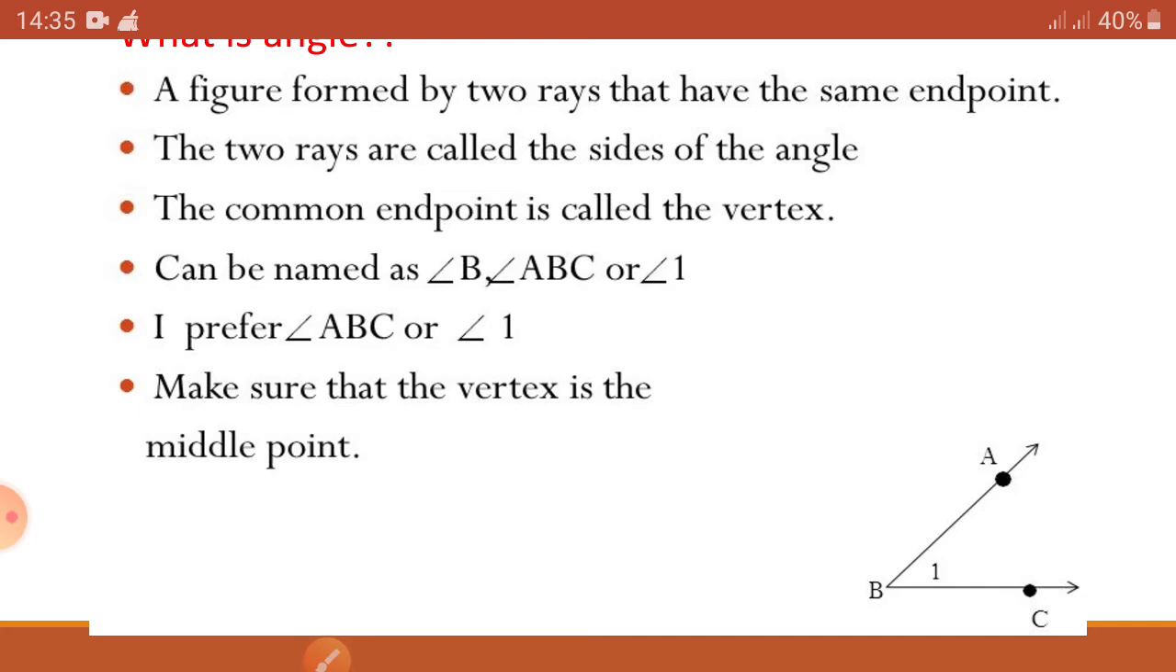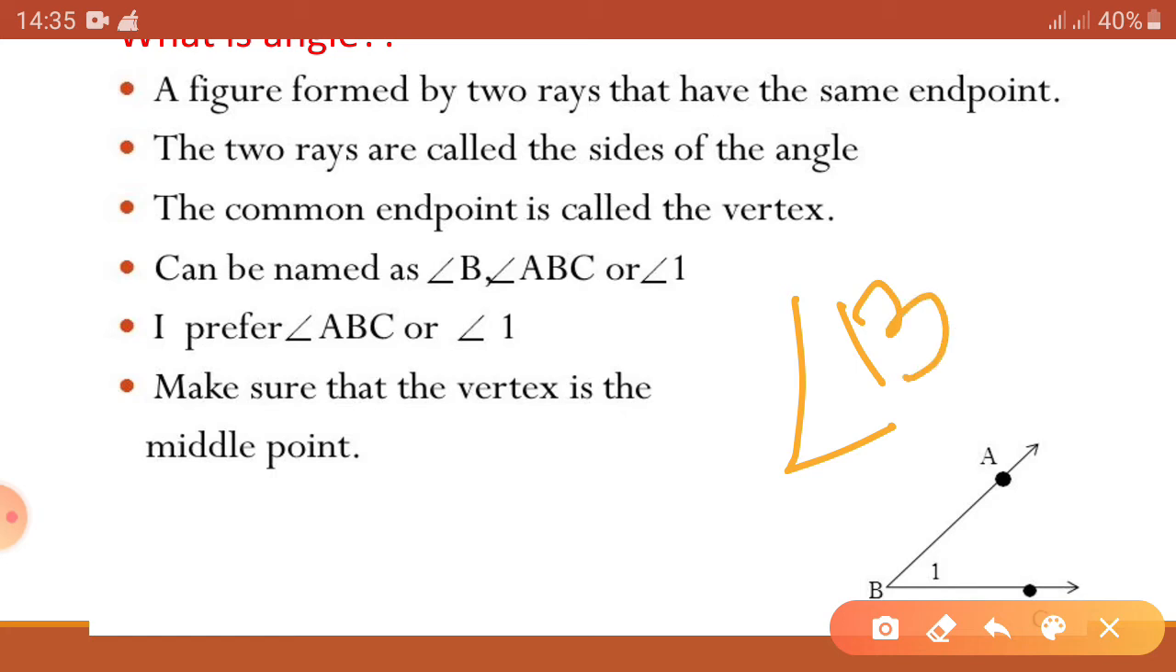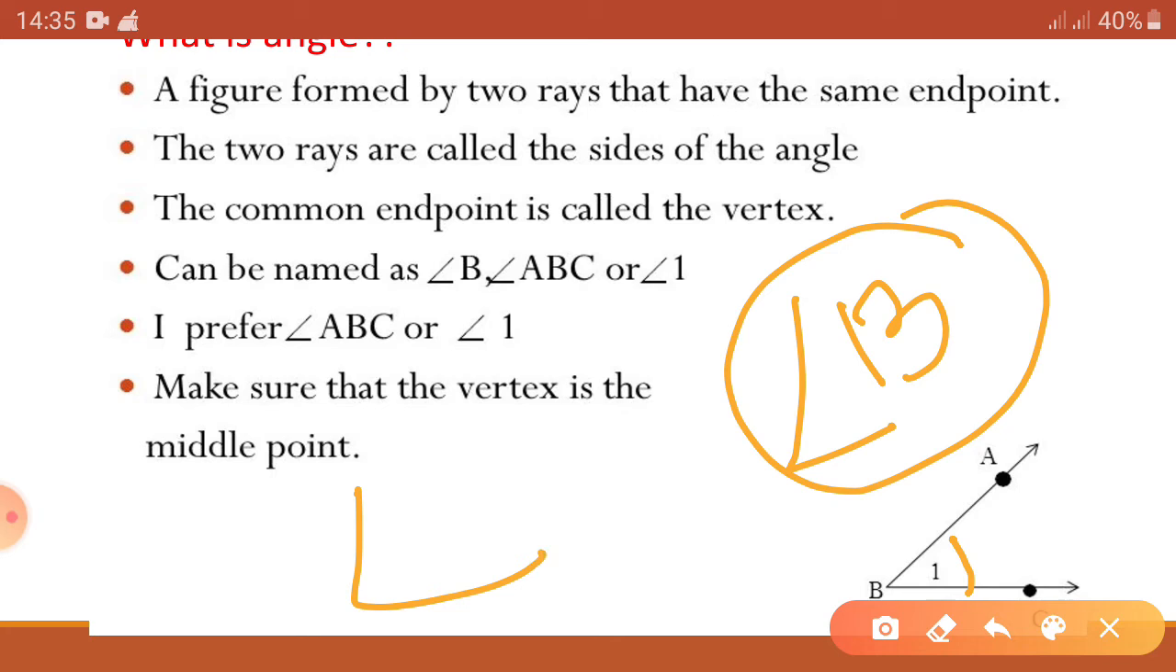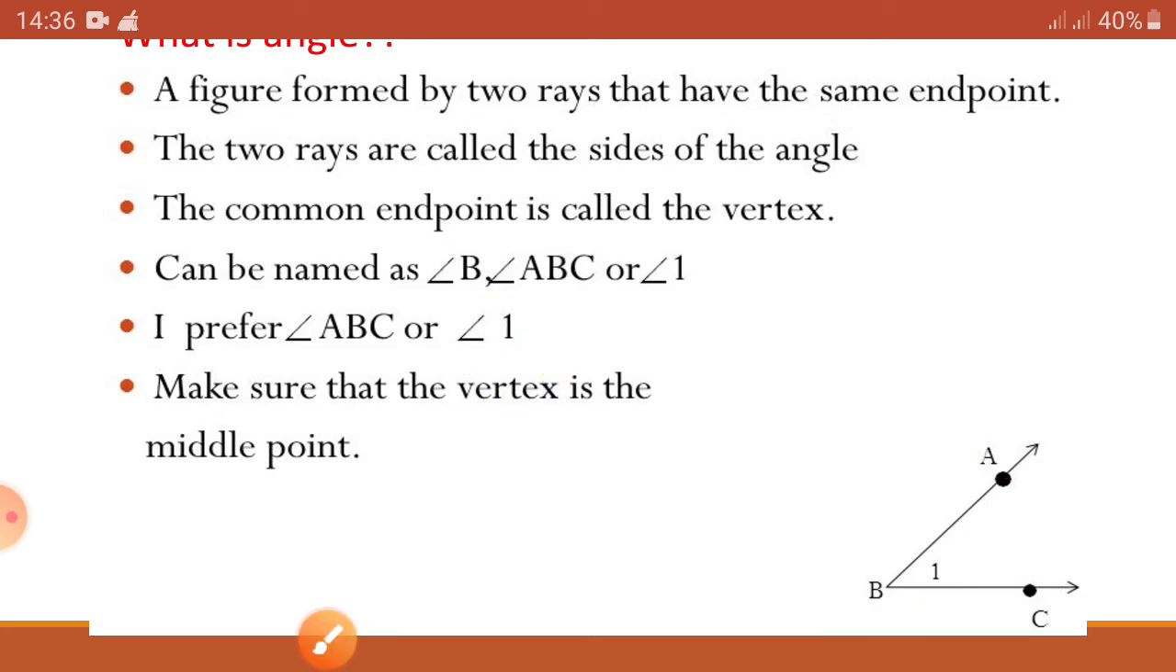Next point is, we can give a name to this angle by using this symbol angle, and you can put the point. Here the angle is angle B, so you can write it that way, angle B, or you can say angle ABC. Okay, next point is, make sure that the vertex is the middle point. So got that idea about the angle.